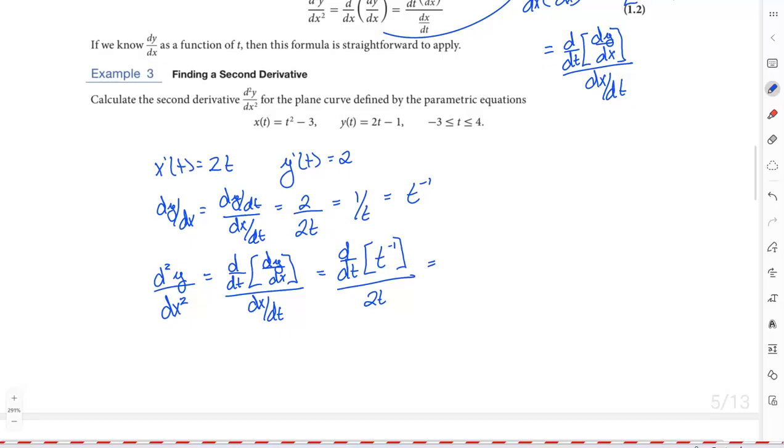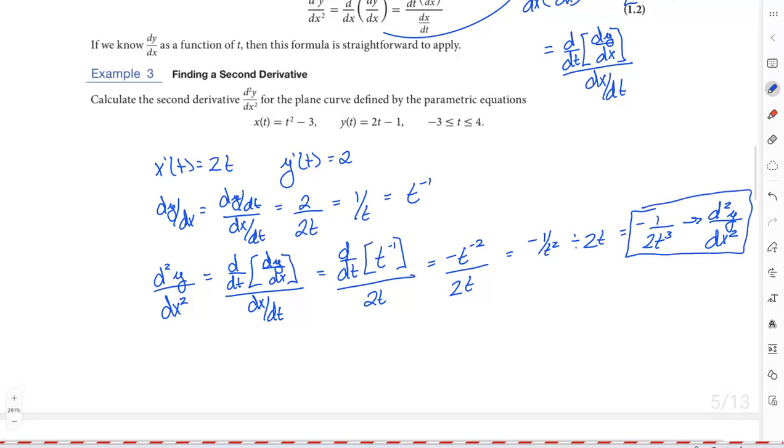So let's simplify this. The derivative of t to the negative 1 is negative t to the negative 2, and we're dividing it by 2t. So this is negative 1 over t squared divided by 2t. And if I do keep, change, flip, I'm going to have negative 1 over 2t to the third. So that's my second derivative, d squared y over dx squared. And notice that all the derivatives we've taken of parametric equations are written in terms of time, and that's pretty common for derivatives.